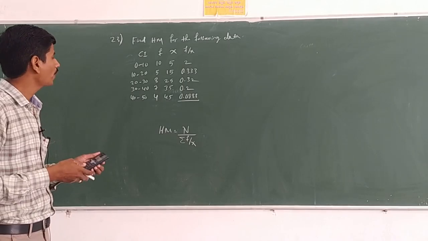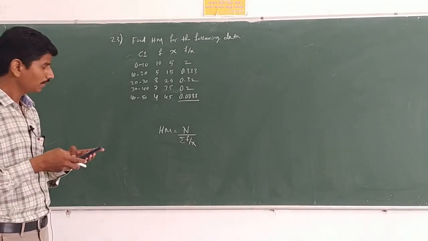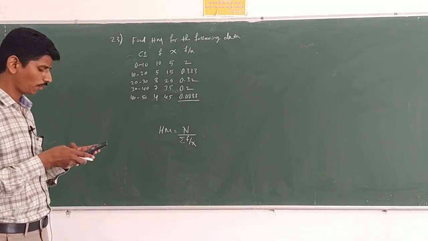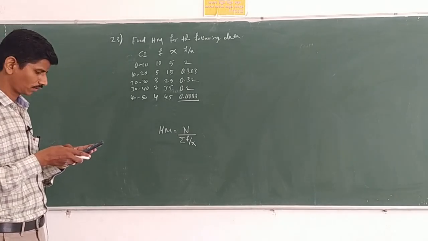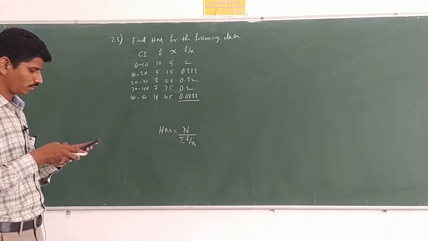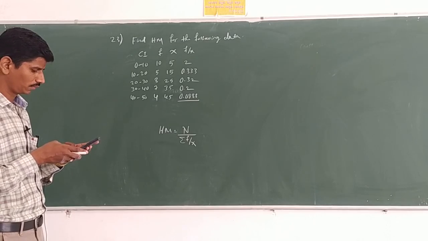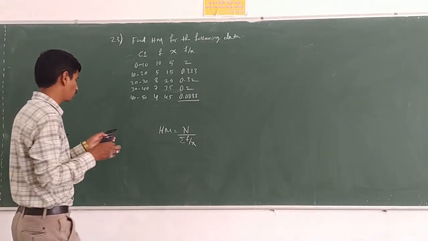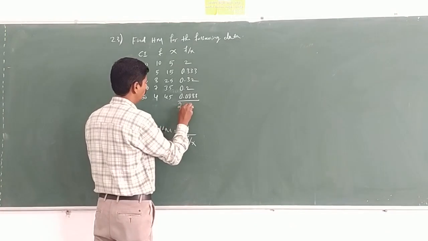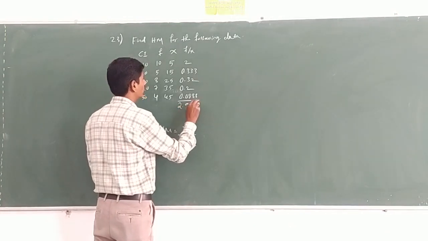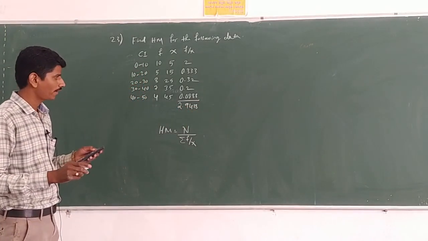Next you have to add all the f by x values. First one is 2 plus 0.33, and so on. Then we will get the sum as 2.9418. Sum of f by x is 2.9418.